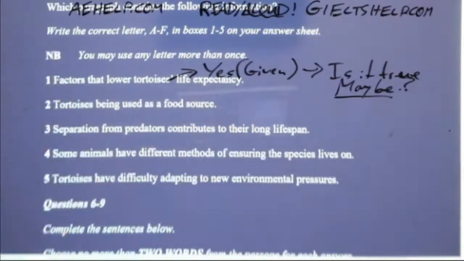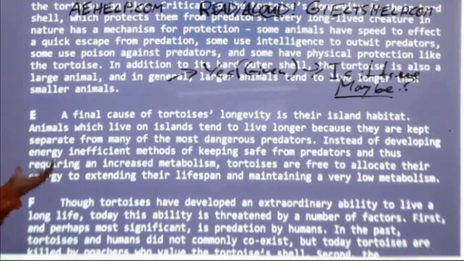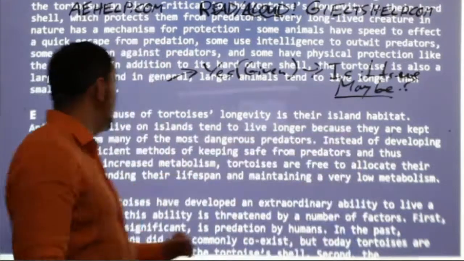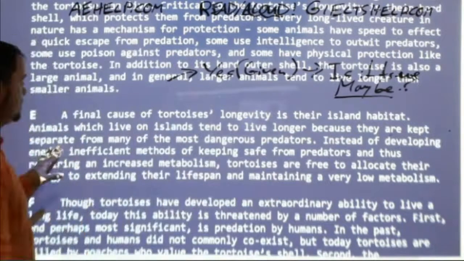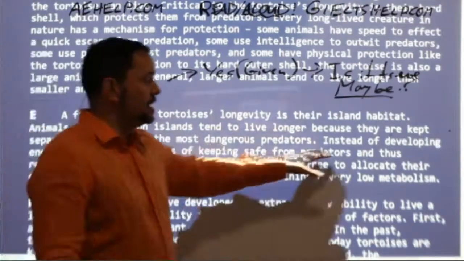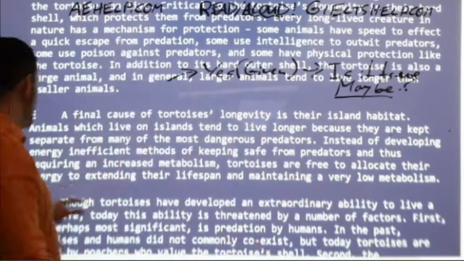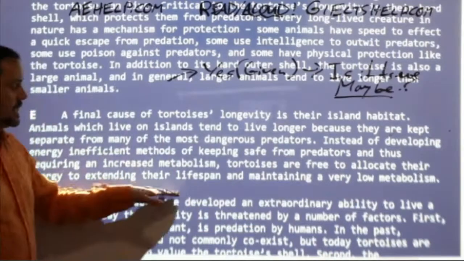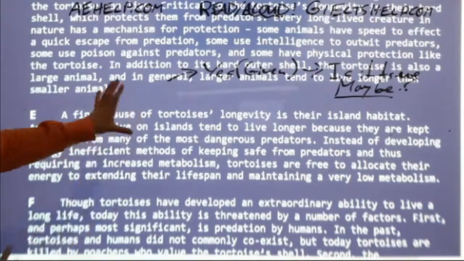That's coming from E. So I'm going to look at E, and I'm going to see whether or not it tells me that most islands don't have predators. A final cause of the tortoise's longevity is their island habitat. Animals which live on islands tend to live longer because they are kept separate from many of the dangerous predators. Instead of developing energy-inefficient methods of keeping safe from predators and thus requiring an increased metabolism, tortoises are free to allocate their energy to extending their lifespan and maintaining a very low metabolism. Okay, cool. So this is the paragraph that should have this.